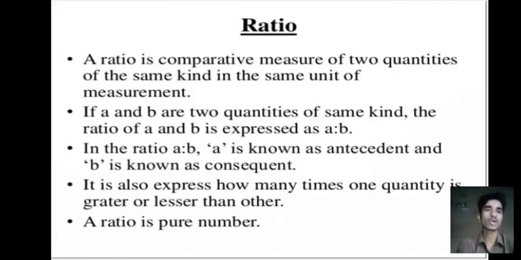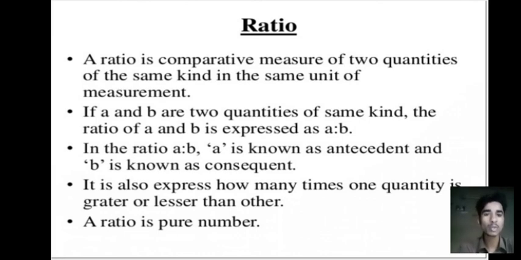Number 4 topic: ratio and proportion. A ratio is a comparative measure of two quantities of the same kind in the same unit of measurement. If a and b are two quantities of the same kind, the ratio of a and b is expressed as a to b. In the ratio a to b, a is known as the antecedent and b is known as the consequent. It also expresses how many times one quantity is greater or lesser than the other.